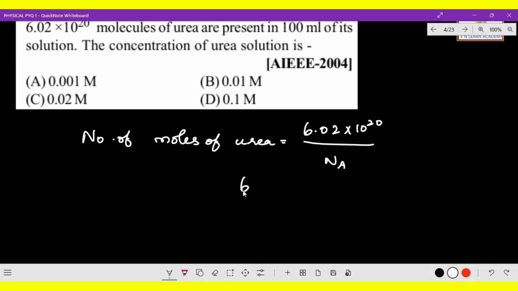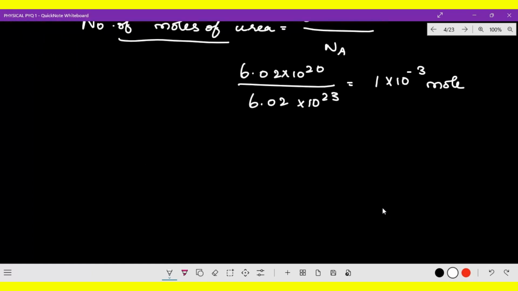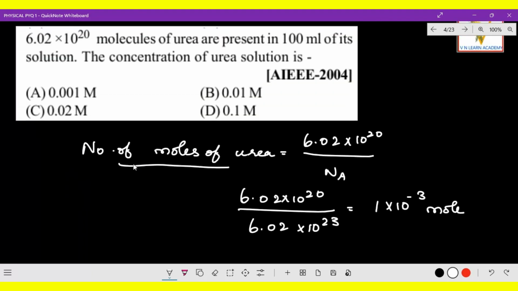So 6.02 into 10 to the power of 20 divided by 6.02 into 10 to the power of 23. So what will you get? 10 to the power of minus 3 only, no. So here 1 into 10 to the power of minus 3 mole. So number of moles of urea equals 10 to the power of minus 3. Now we have to identify another step. We have to identify the volume of the solution. Volume of the solution, they have given 100 ml only, right?